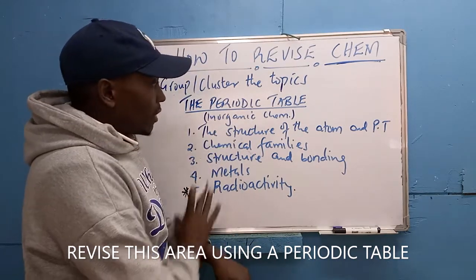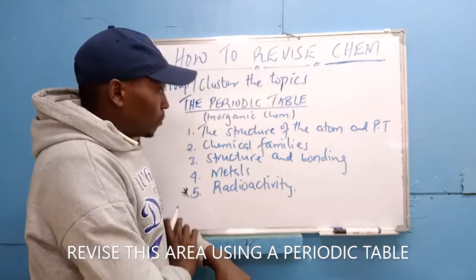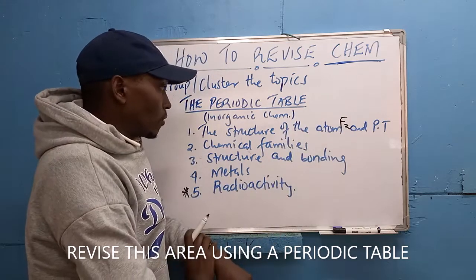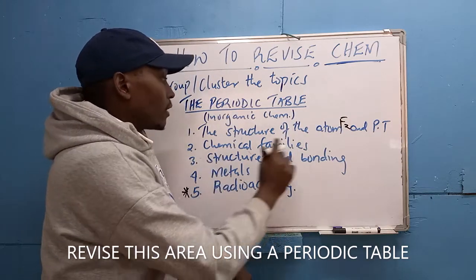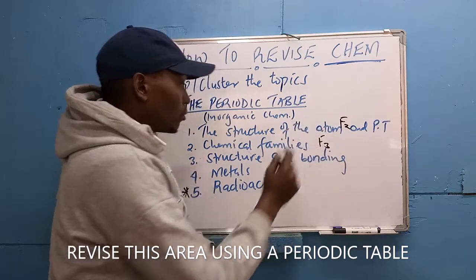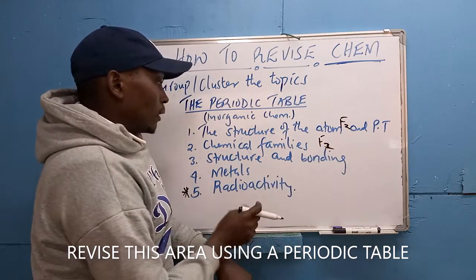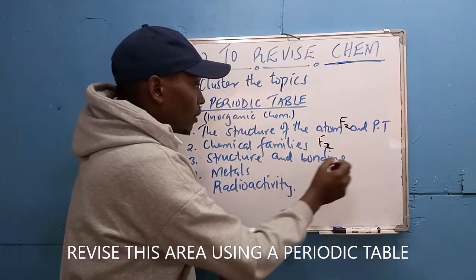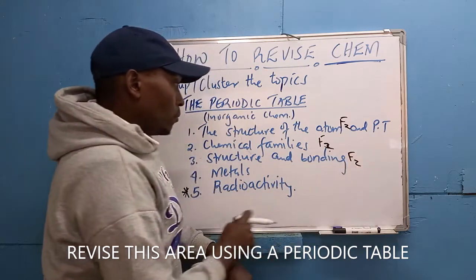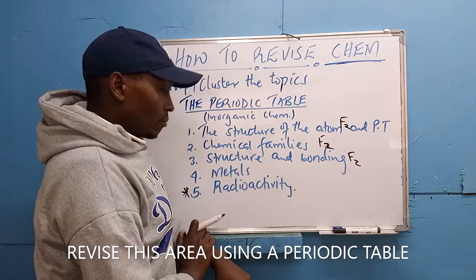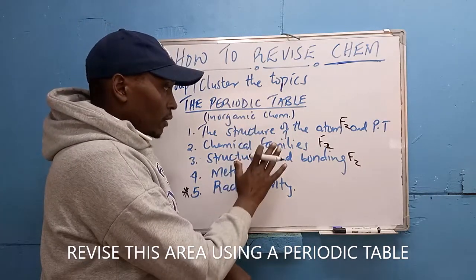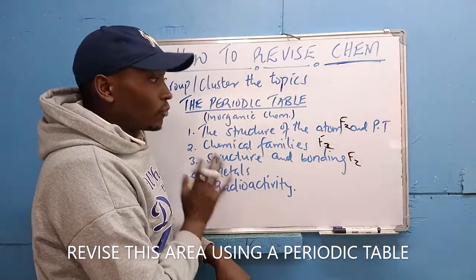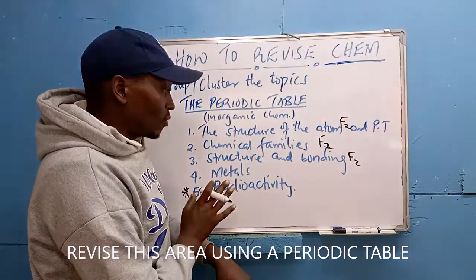Now, remember this one is more of inorganic chemistry. Like the first topic in Form 2, the structure of the atom and the periodic table. Then the chemical families, again in Form 2, and remember the chemical families are part of the periodic table. The structure and bonding, again still in Form 2, is all about the elements in the periodic table. So the first three topics in Form 2 are very, very important. Actually, they are the backbone of inorganic chemistry.